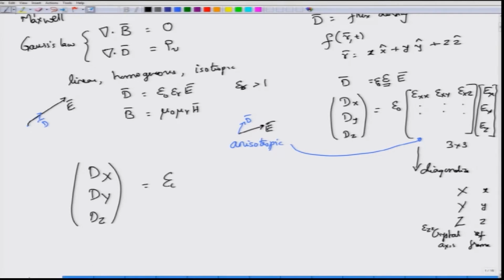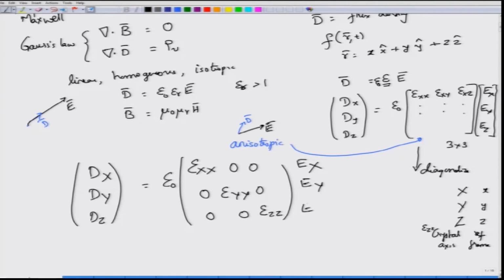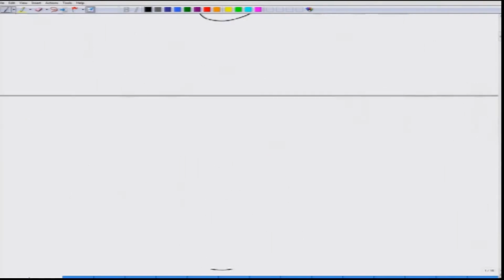This is equal to some epsilon 0, which is the permittivity of the free space, times epsilon xx 0 0, 0 epsilon yy 0, please note that these are capitals, 0 0 and epsilon zz, times you have Ex, Ey and Ez. So, here you will find that the D field and E field are directed in the same direction, but this axis X, Y, Z is usually not the same as the reference coordinates x, y, z of the frame that is outside of the crystal. There is a relationship between the two, but that relationship is not very important for us at this point.